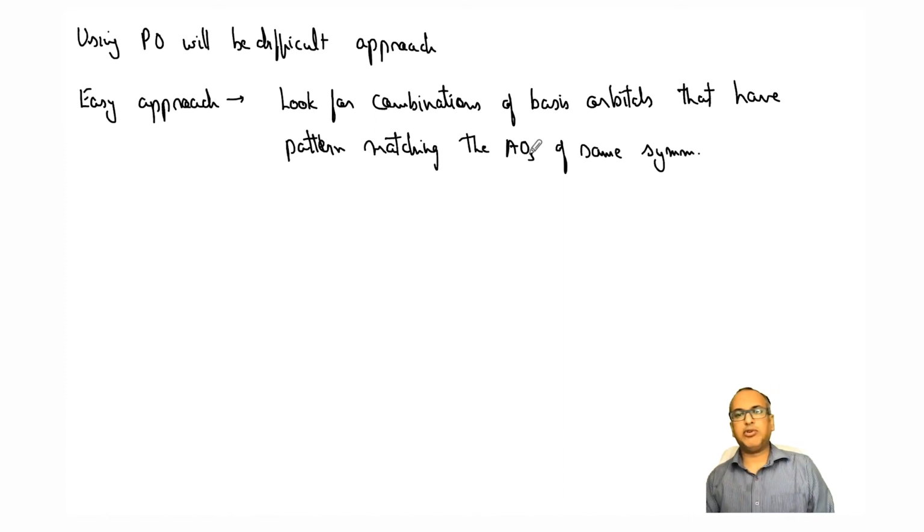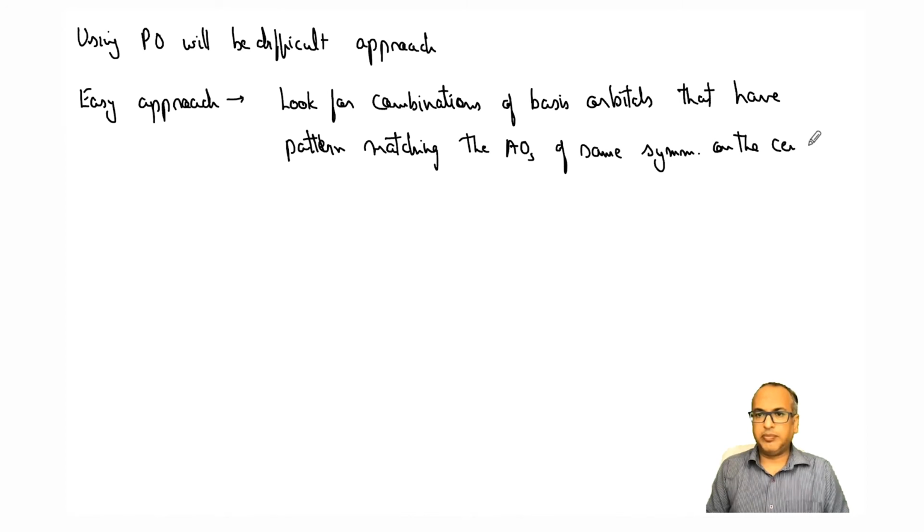See, SALCs have to be combined with atomic orbitals. Now, if we find the pattern of SALC combinations that will match the symmetry of atomic orbitals, the same symmetry on the central atom, we can actually build up those SALCs, right? We will see how to do it. That's why I wanted to take this up, because this is a little different approach than the regular projection operator approach.